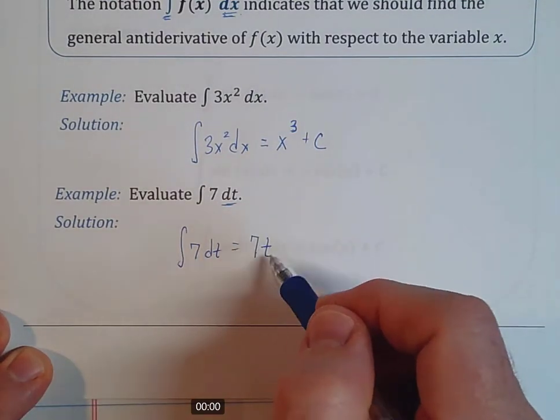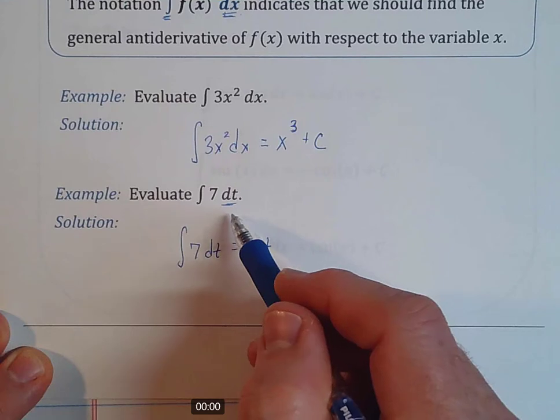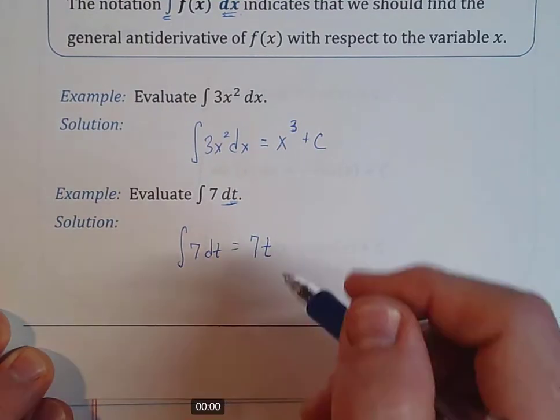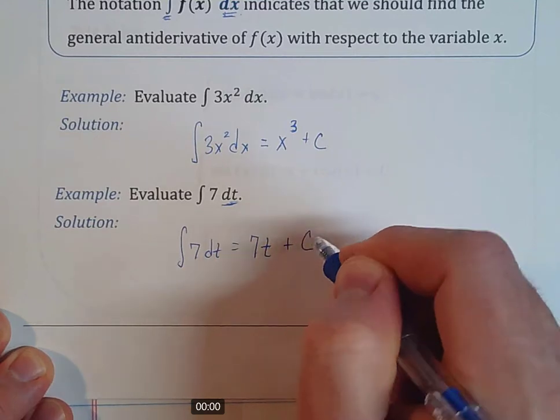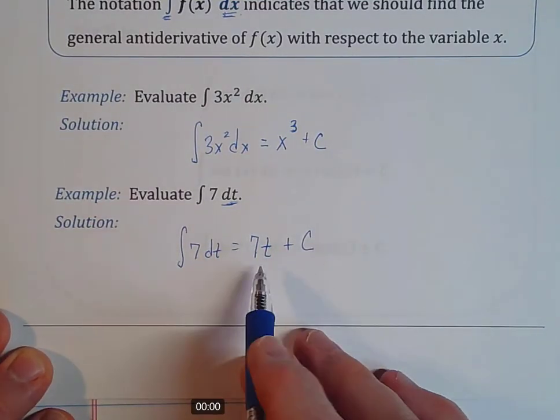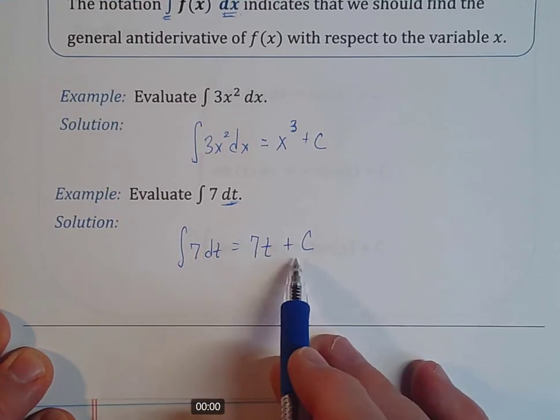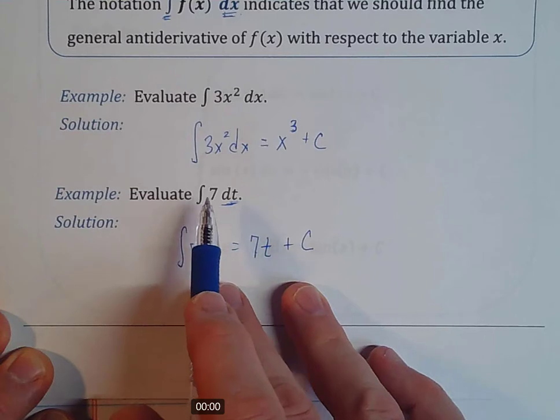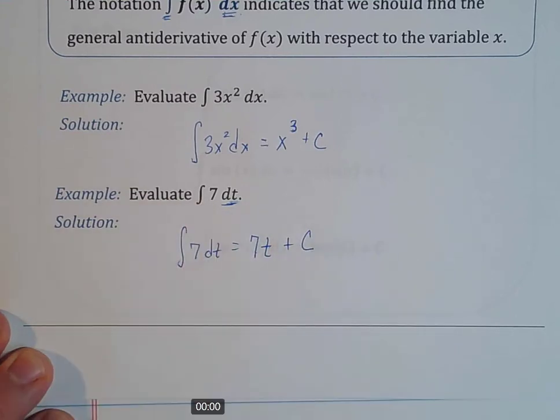So the derivative of 7t, and I know it's a t because this differential over here told me that t was my important variable. I need to add on my plus c here to represent all antiderivatives. But if I came along and took the derivative here with respect to t, I would just get a 7. The c would go away because it's a constant. I'd end up with my function in here.